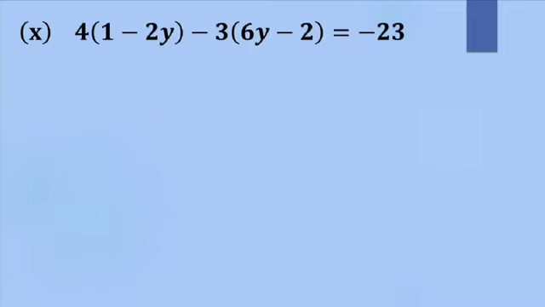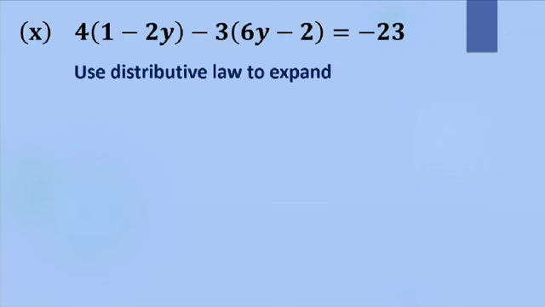Next one. 4 into 1 minus 2y minus 3 into 6y minus 2 equal to minus 23. So what should I do first? Yes, we need to expand first. So we use the distributive law. Now you need to be careful. I have to multiply 4 by 1 and 4 by minus 2y. For the next one, I need to multiply minus 3 by 6y and minus 3 by minus 2.